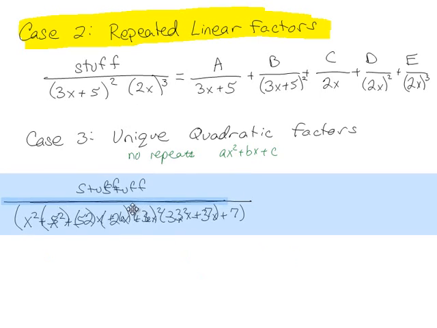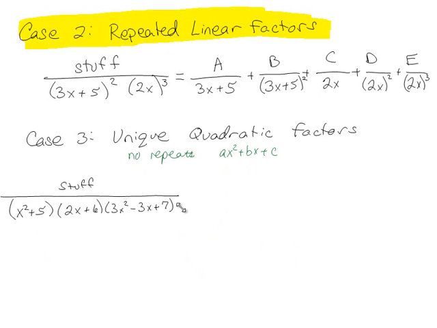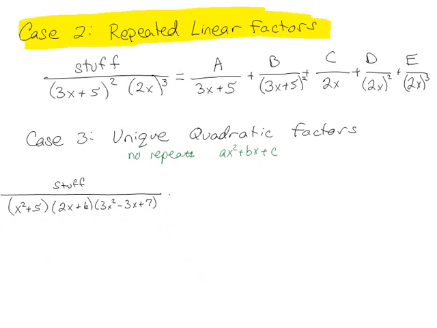So we're good. Actually, I'm going to run out of space. With the magic of technology. All right, so I still have 3 individual factors, right? 1, 2, and 3. The first one is x squared plus 5. The next one is 2x plus 6. And the next one is 3x squared minus 3x plus 7.